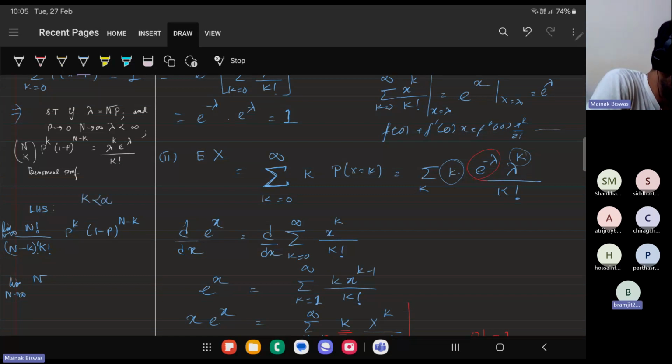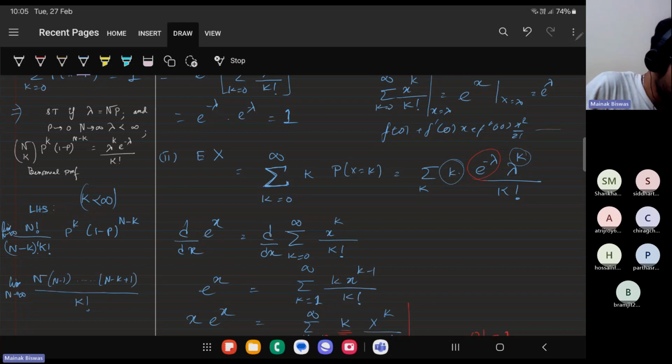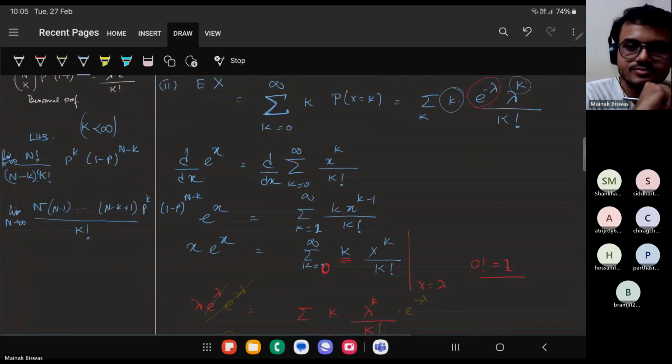So k less than infinity, for any finite k, this will be true. Let us see why. The numerator will be n into n minus 1 dot dot dot into n minus k plus 1, divided by k factorial, into p to the power k into 1 minus p to the power n minus k. Is this okay?